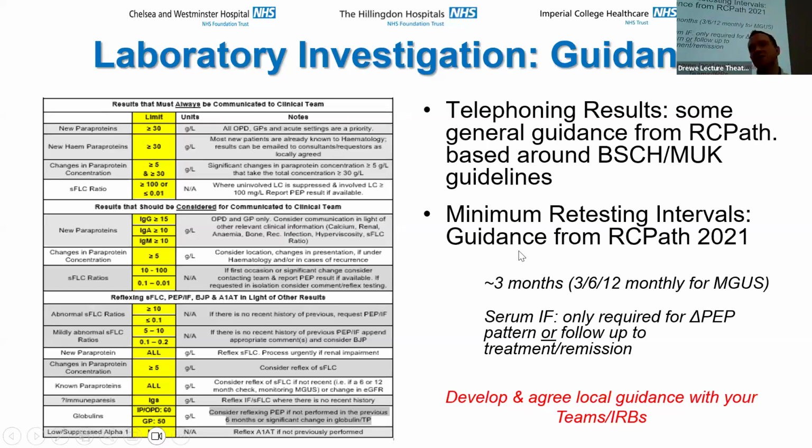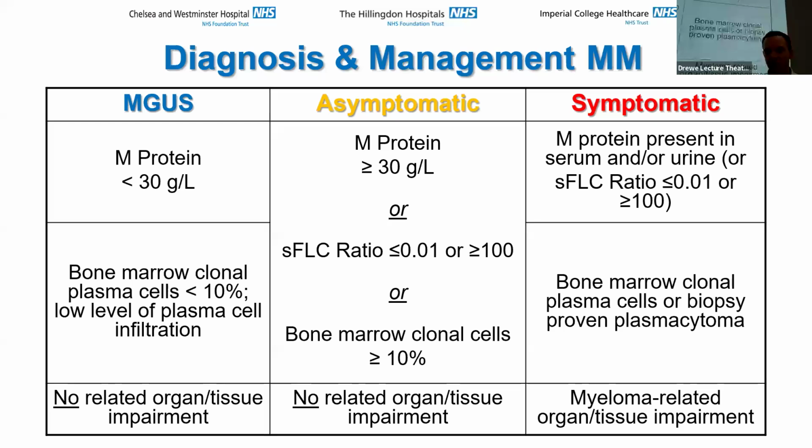There's a little bit of guidance around minimal retesting intervals. It's suggested to be no greater than 3 months, but this is just based around a screening sort of approach. If you're looking at follow-up to particular treatments or remission periods, then again, you may want to do this far more often, maybe every month or so.